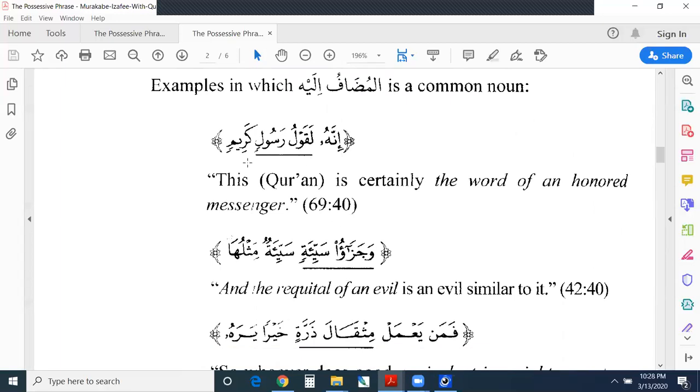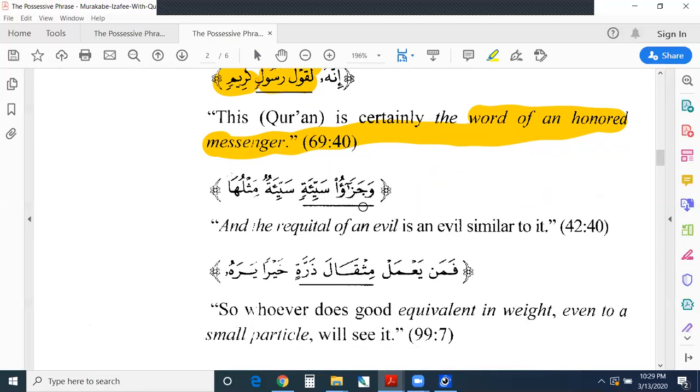Okay, so let's take a look at some more examples. These are proper sentences, but the underlined word is the murakkab izafi. So can you recognize innahu laqawlu rasulin kareem? What is the meaning of laqawlu rasulin? The word of rasul, the word of messenger. Same. Right? But here we have kareemun also. That means kareemun means honored. So we say this Quran is certainly the word of an honored messenger. You see that? So the word of an honored messenger, the murakkab izafi is only this part. This is additional information.